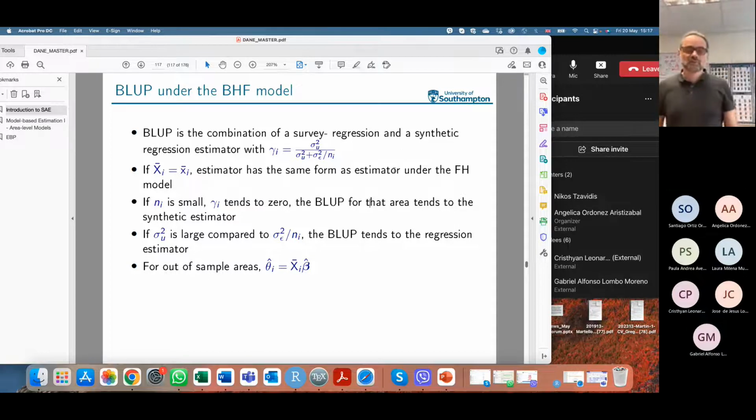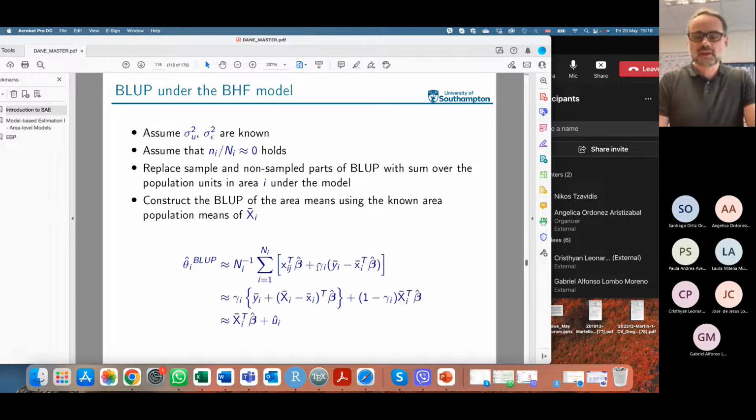Okay, obviously, as we said, for out of sample units, you cannot predict a random effect. So the only thing you can do there is to get your theta hat i's by using the synthetic part, which is basically Xi bar times beta hat. There is no way to predict the random effect for out of sample areas, purely because you see here that you cannot compute these residuals. Basically, you don't have the yi bars here because you don't observe data from out of sample areas.